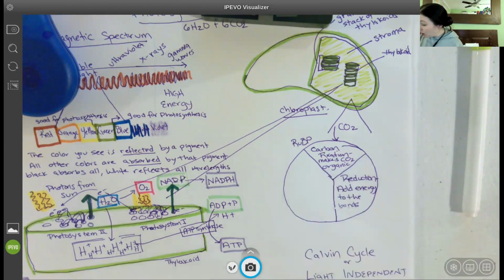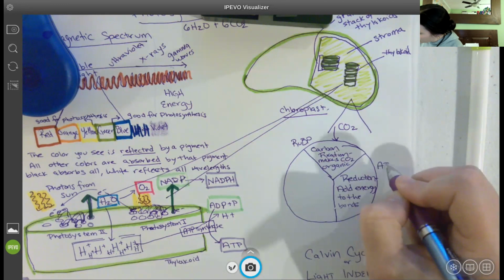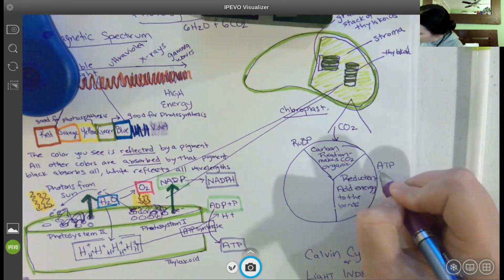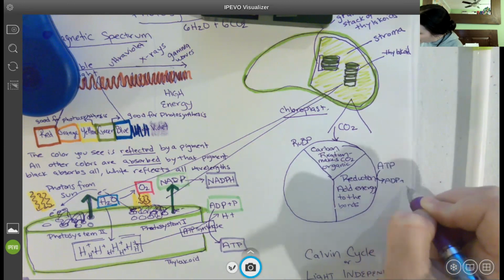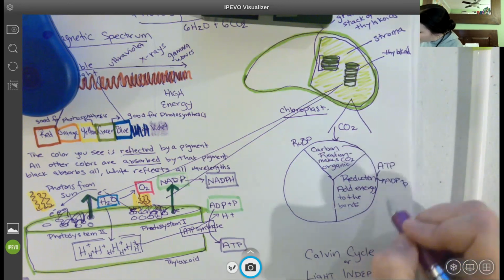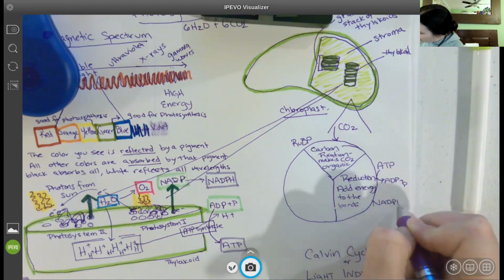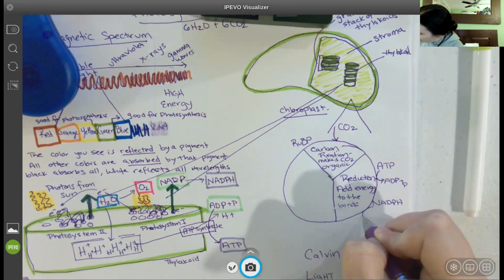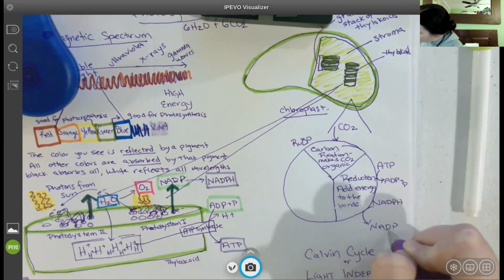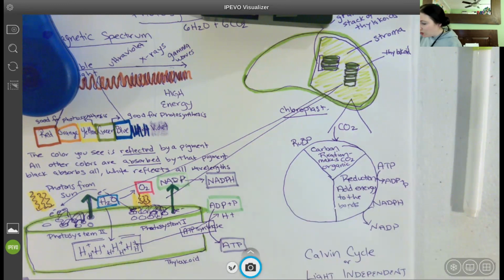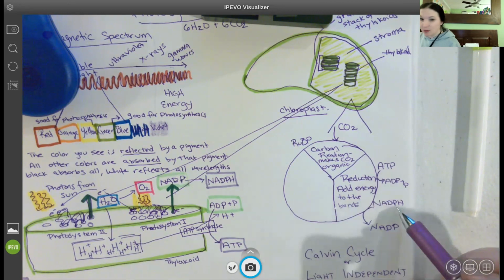Okay, and what kind of energy? The energy comes in the form of ATP being invested. So the energy comes out of it and it becomes ADP plus inorganic phosphate, and NADPH becomes NADP. Okay, so where did the ATP and the NADPH come from?